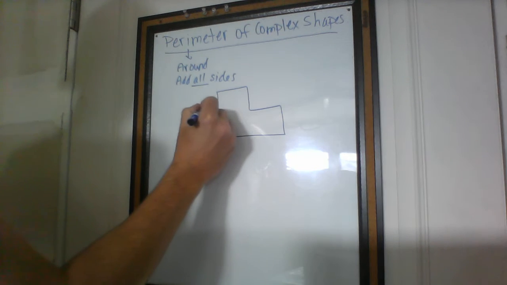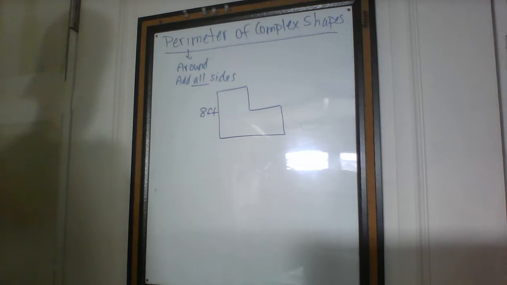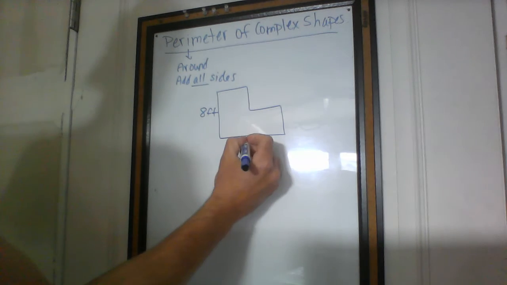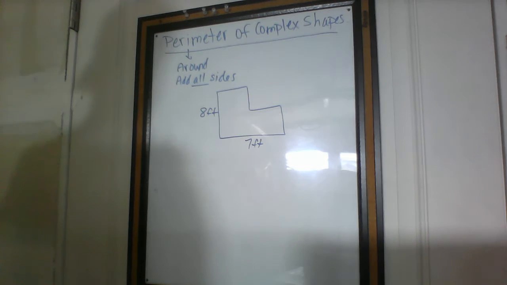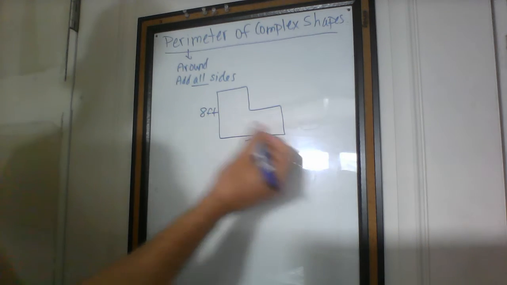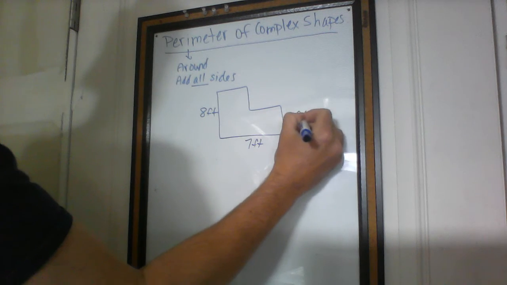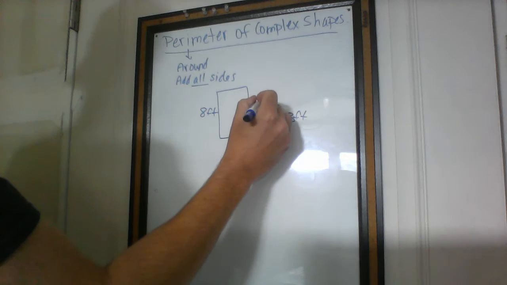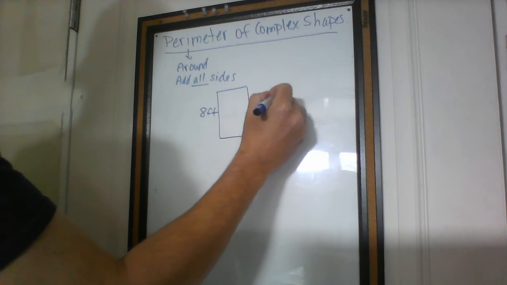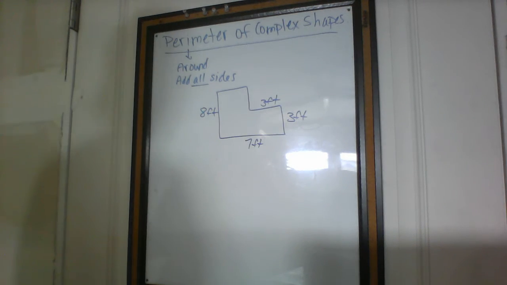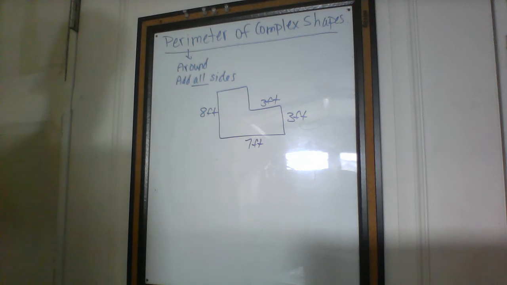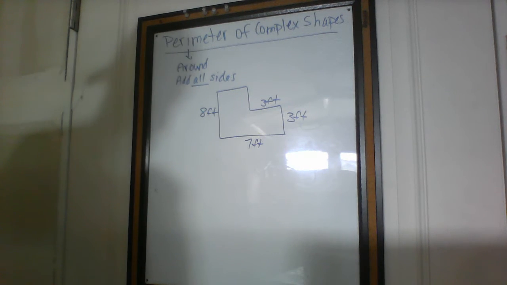Let's say this length is 8 feet, and then this one is 7 feet. They're going to give us other ones because we have to figure out what all these are. So maybe they say this one is 3 feet, and I'll just say this one is 3 feet too. Okay. So we have to figure out these two missing sides. There's an easy way to go after it. So we're going to look at it with some various colors here.